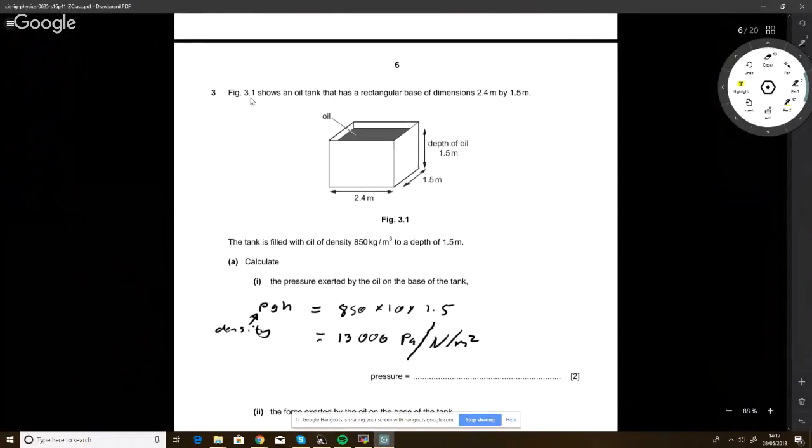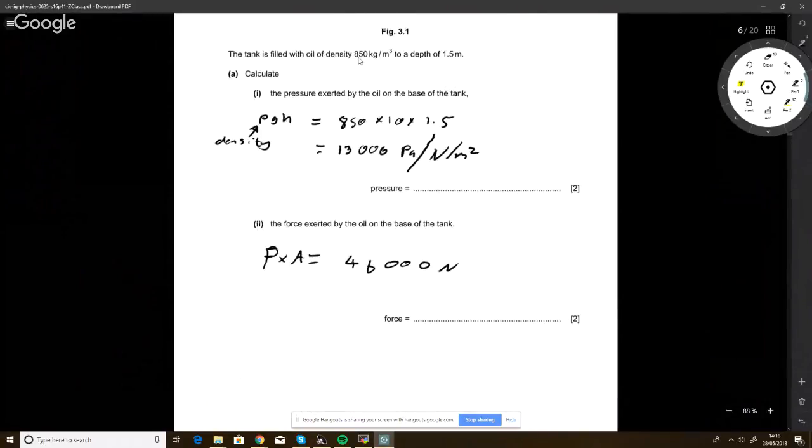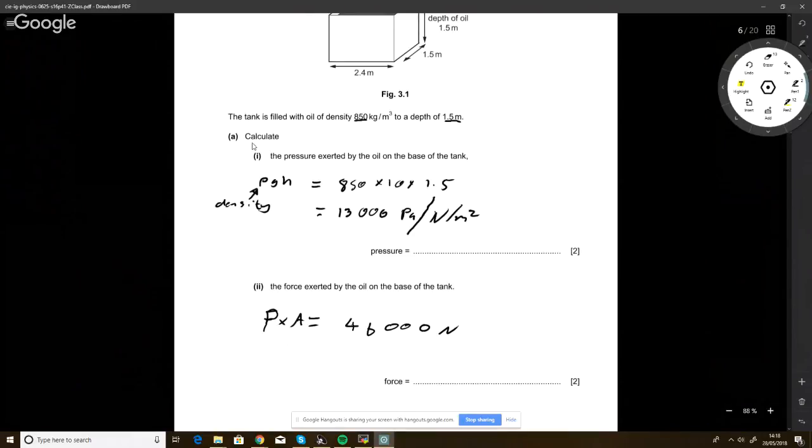Okay, figure 31 shows an oil tank that has a rectangular base and dimensions, and so on. Just always remember, underline them so they pop out when you need to draw out that information. So calculate the pressure exerted by the oil on the base of the tank. So it's just density. Well, I remember it as rho g h, but it's basically density times the gravitational constant times height, which is what we call the hydrostatic pressure.